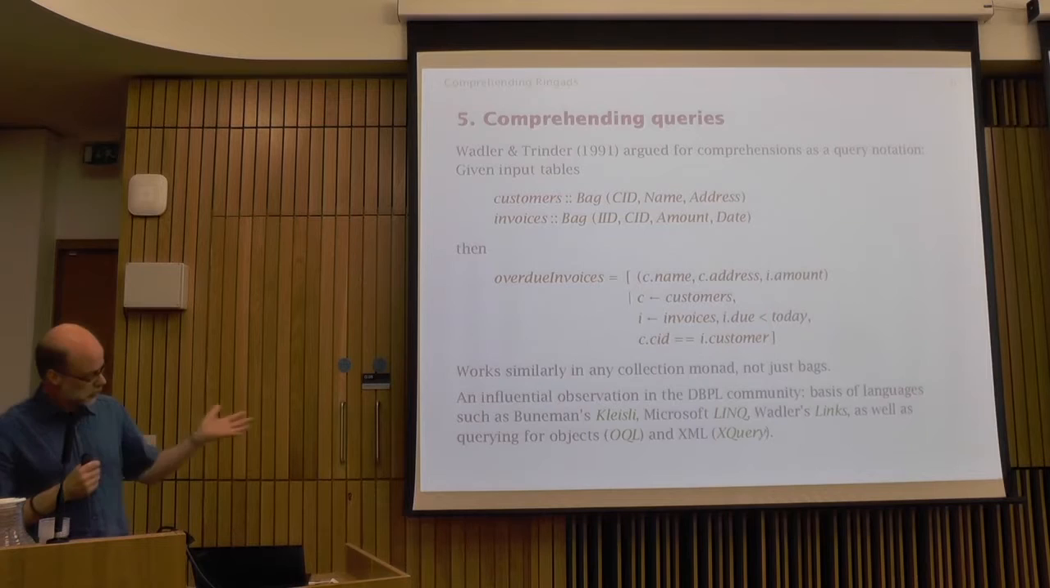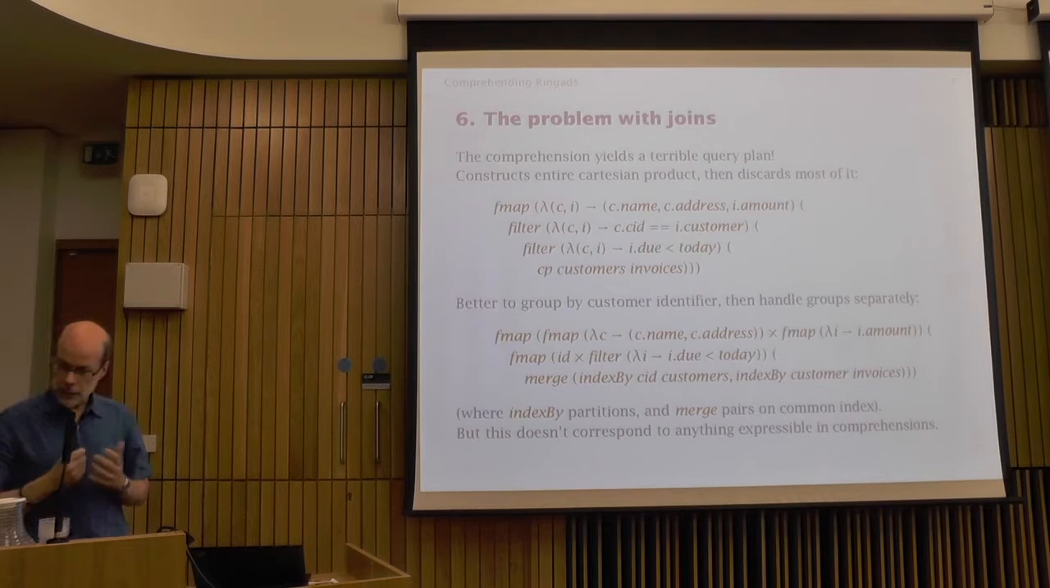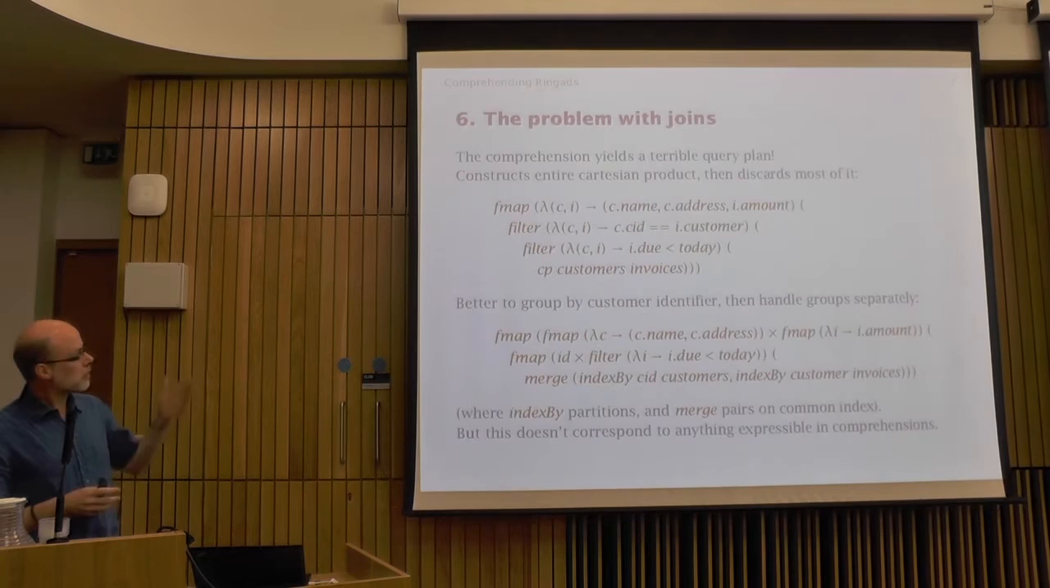It's also, if you look at it the right way, in query languages for objects, the OQL query language, and for XML, it's in XQuery. So this idea that you can use comprehensions as a query notation is also very sweet. But it has a problem. The problem is that when you're doing relational database queries, at least, you depend crucially on doing relational joins, and writing them as comprehensions in this style is a terrible way of doing joins. So if I take this overdue invoices query and unpack the syntactic sugar and de-sugar it, I get something like this program. The thing to note is the last line of those four lines.